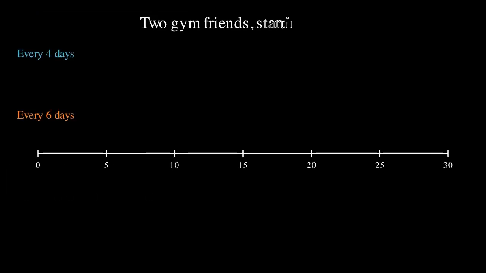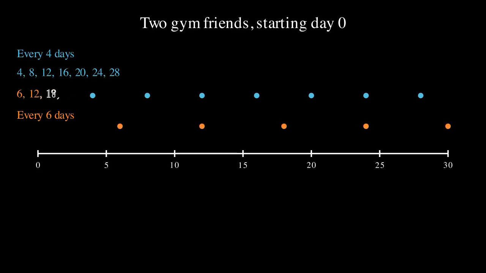Now back to the gym friends. One visits every 4 days, the other every 6 days, both starting on day 0. List out every day the 4-day friend shows up, just by repeatedly adding 4. 4, 8, 12, 16, 20, 24, 28. Now list out every day the 6-day friend shows up, by repeatedly adding 6. 6, 12, 18, 24, 30.